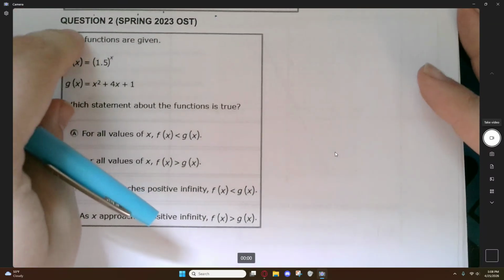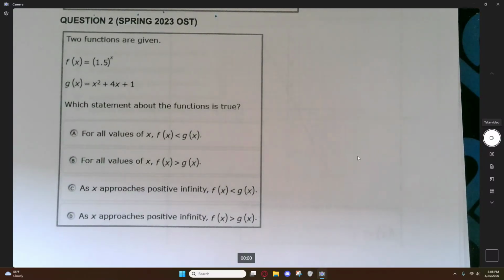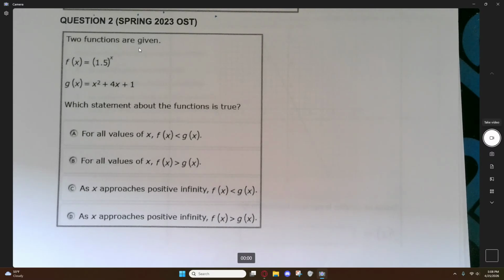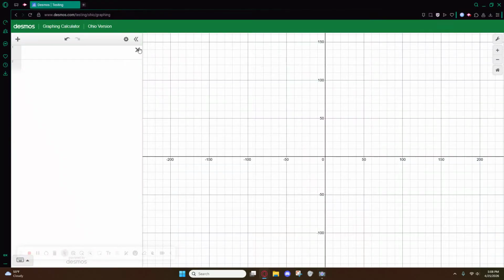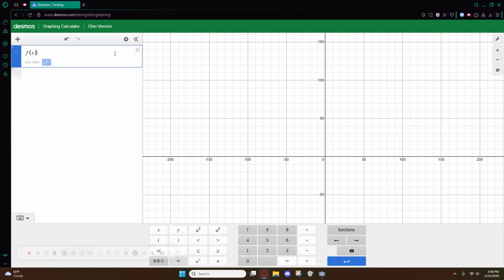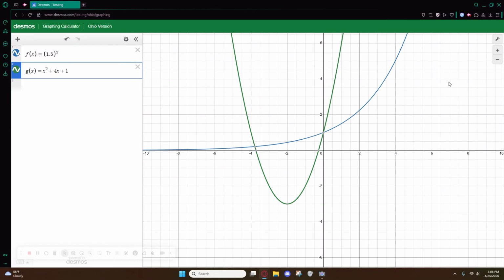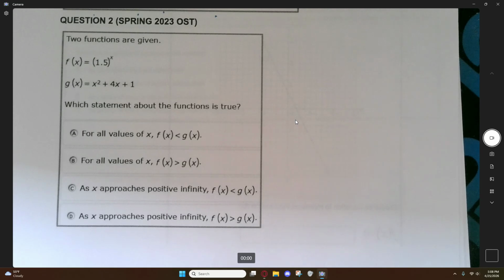Question 2 is going to be solved via the same method. Two functions are given. Let's put in our two functions. F of x equals 1.5 to the x, and g of x equals x squared plus 4x plus 1. Let's zoom in. Okay? So what do our choices say?